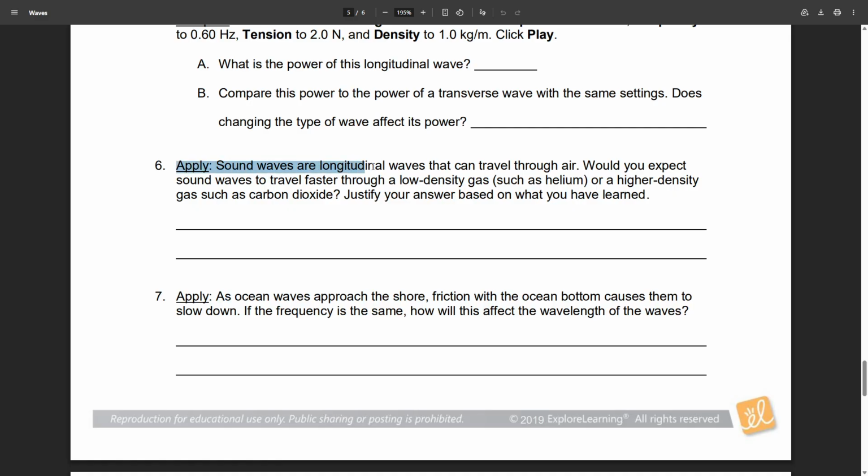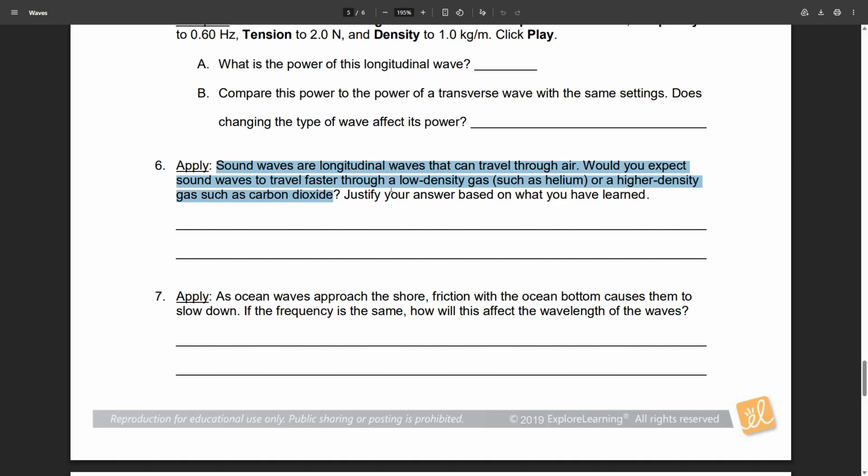Apply. Sound waves are longitudinal waves that can travel through air. Would you expect sound waves to travel faster in a low density gas such as helium or a high density gas such as carbon dioxide? Justify your answer based on what you have learned. So that's asking you, will sound travel faster through helium, which has low density, or carbon dioxide, which is high density?